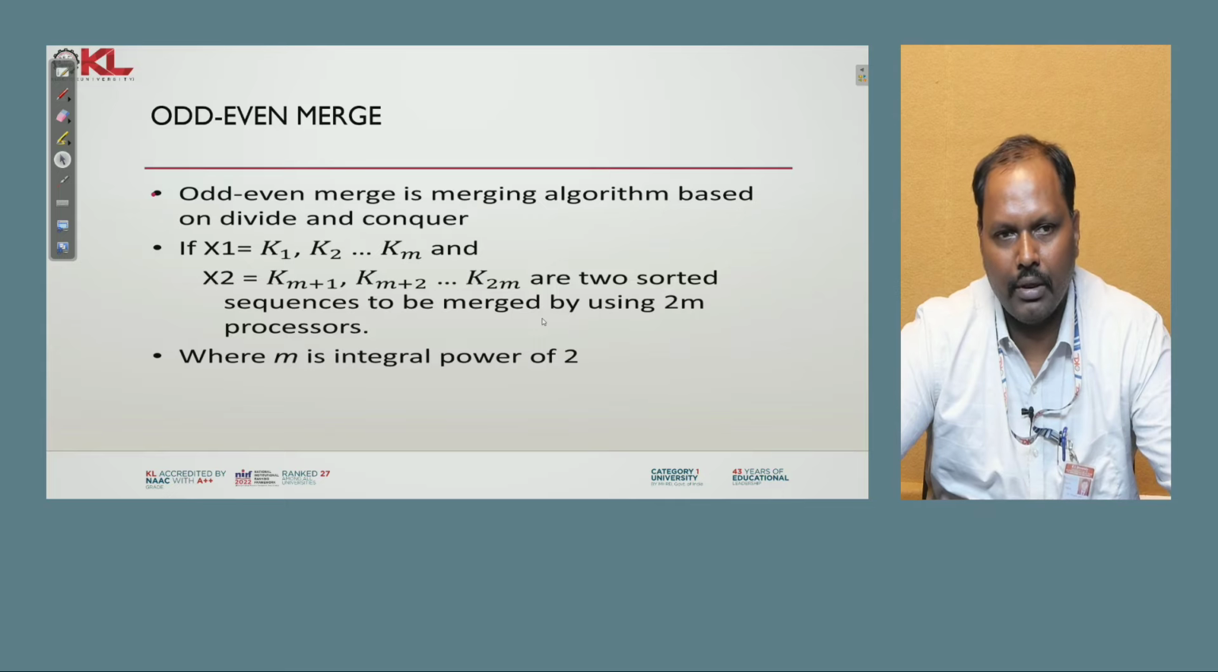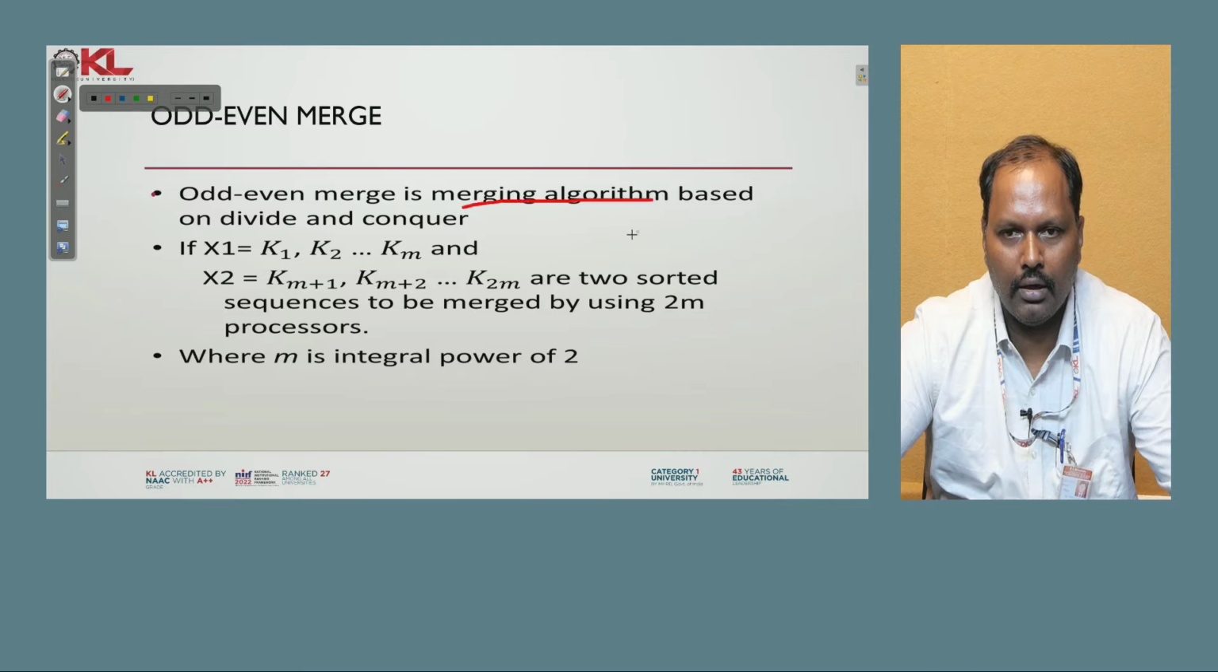That is what we are showing about merging sort. In the PRAM algorithm, the merging is done by odd and even merge. The algorithm is based on odd and even merge only, and the conquering is here: x1 is a sorted sequence k1, k2, k3, k4, k5 like that. Now we want to make it a division of odd and even.